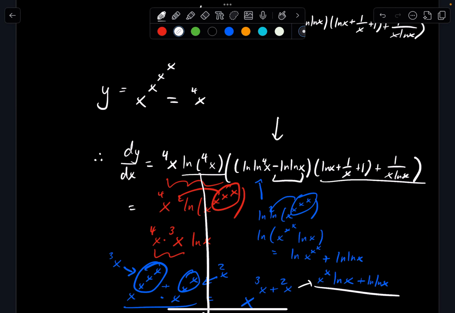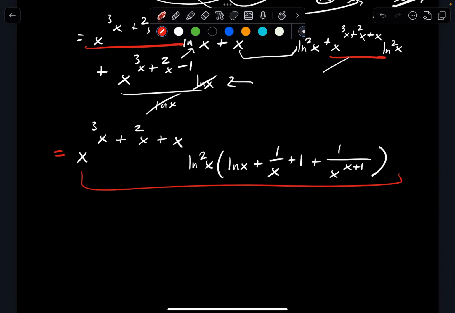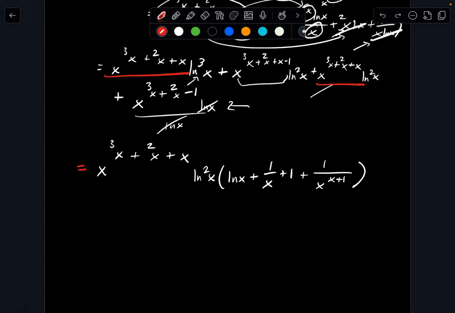This is dy dx. But if you want to see the very, very overly simplified answer, we have x to the x tetration 3 plus x tetration 2 plus x, all in the exponent, all times ln squared x, all times ln of x plus 1 over x plus 1 plus 1 over x to the x plus 1 to the exponent of the denominator.